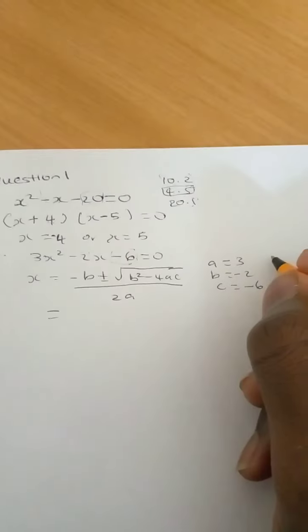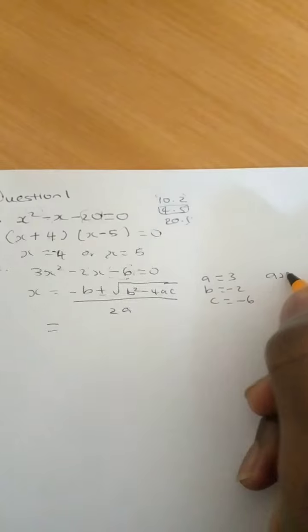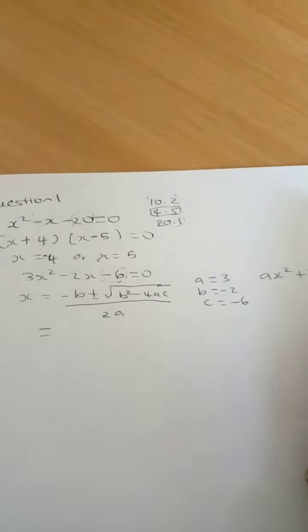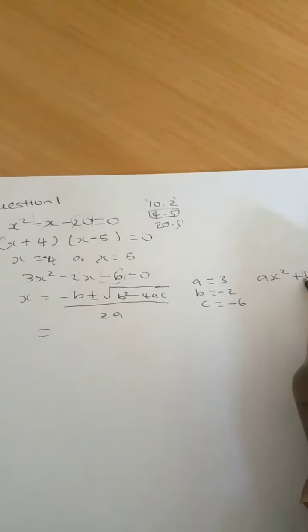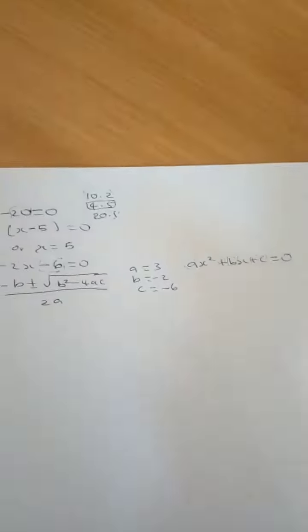Remember, guys, the standard form of a quadratic equation is ax squared plus bx plus c equals 0. That's where we took our c. Our b is just in front of x, and our a is just in front of x squared. That's how we find them.